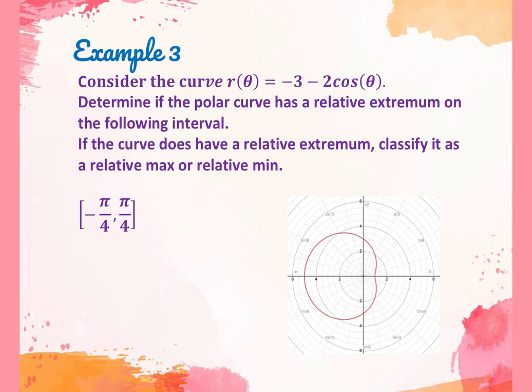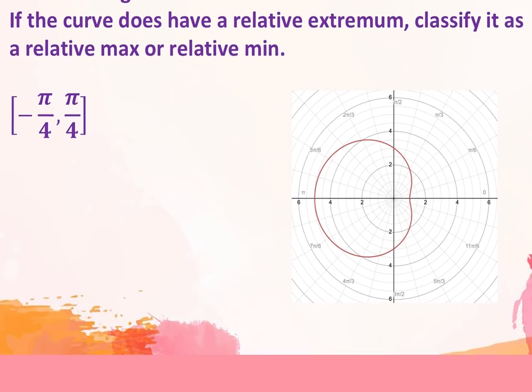So example 3 says, consider the curve r of theta equals -3 minus 2 cosine theta. Determine if the polar curve has a relative extremum on the following interval. If the curve does, classify it as a relative max or a relative min. So this is already graphed for you, okay?